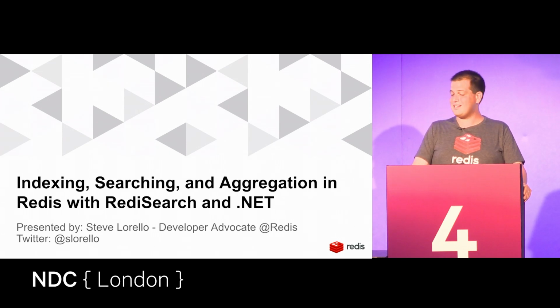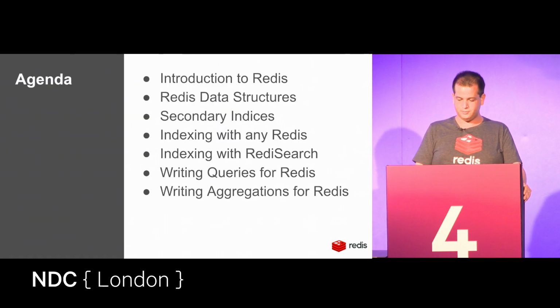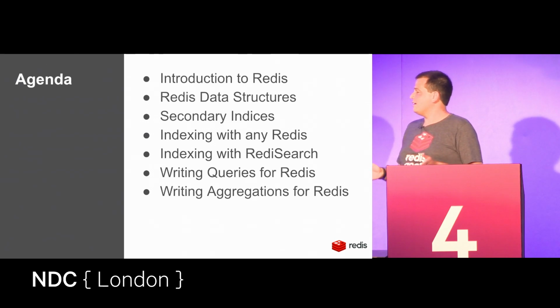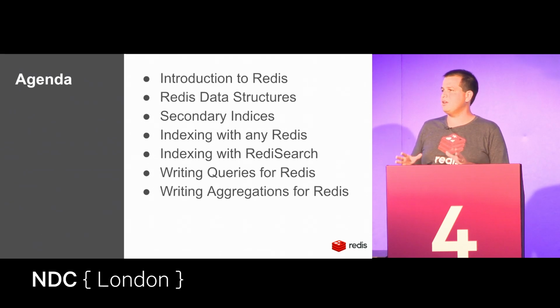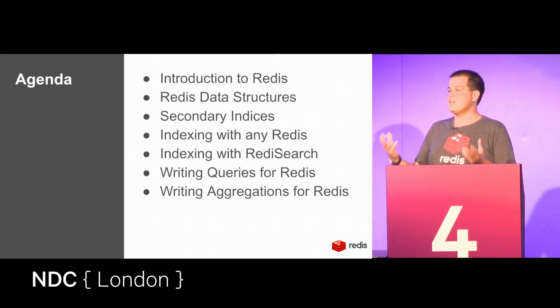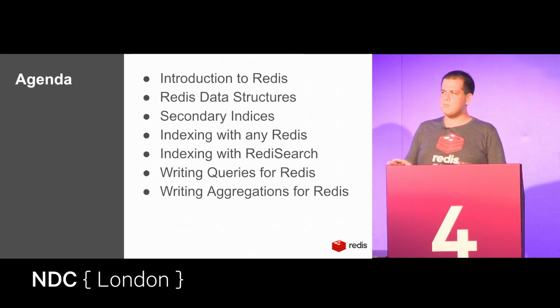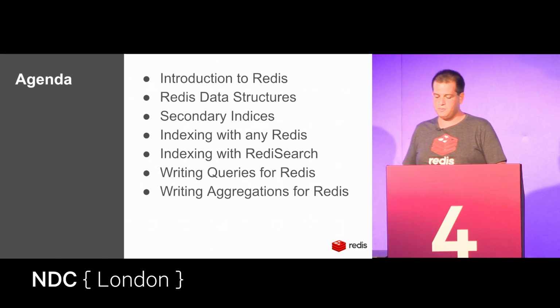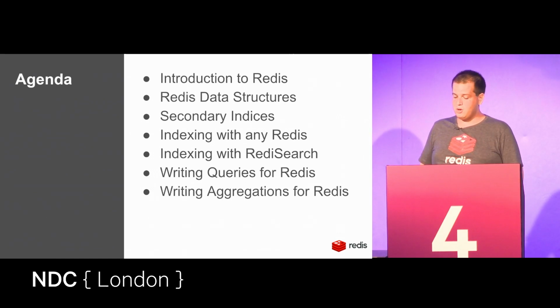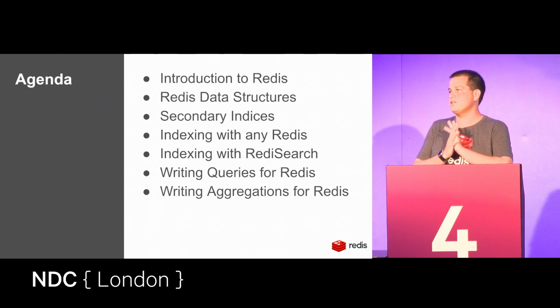And today, I'm going to be talking about indexing, searching, and aggregation in Redis using RediSearch and .NET. So before I start any talk, I usually like to go over a little bit of an agenda of what I'm going to be talking about that day. We're going to start off with an introduction to what Redis is. Then we're going to talk a little bit about the different data structures that make up Redis. Then we'll talk about just broadly secondary indexing. And then we're going to look at two modes of secondary indexing in Redis, with core Redis and with Redis Search. Then we'll be talking about writing queries with Redis Search, and then writing aggregations with Redis Search.